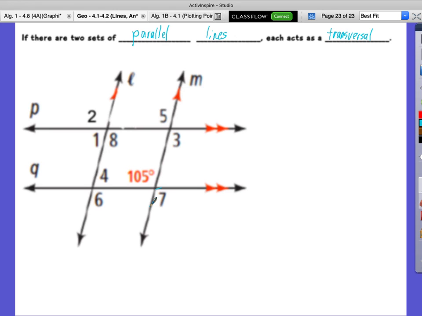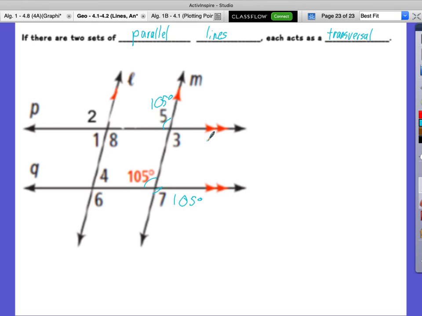What's angle 7 going to be? 105. Okay, why? Tell me why. They're vertical angles. So angle 7 is 105 degrees. Awesome. We can figure out 5. What's 5 going to be? Corresponding with our given. So what's the measure? 105 as well. Those corresponding angles are congruent, because those lines are parallel.